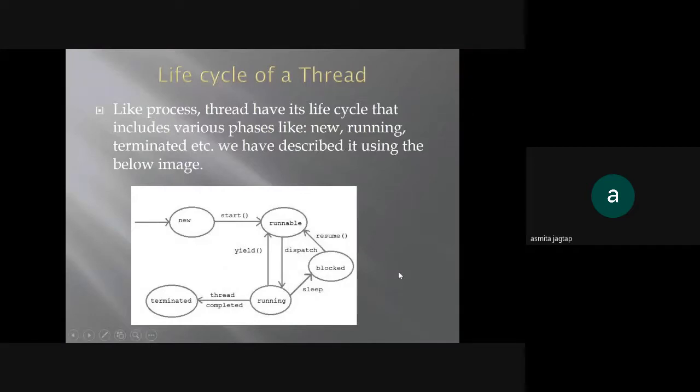Runnable means that after start, it checks whether whatever resources that thread wants are present or not. If they are present and it goes into the pool, then it is the runnable one. So the thread becomes runnable if everything happens as per its requirements. Then running means the actual thread starts running, executing its logic.